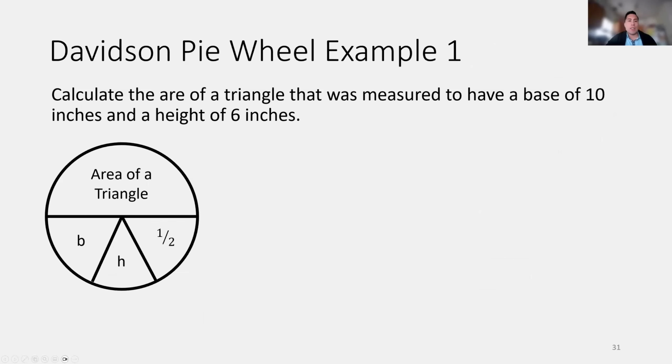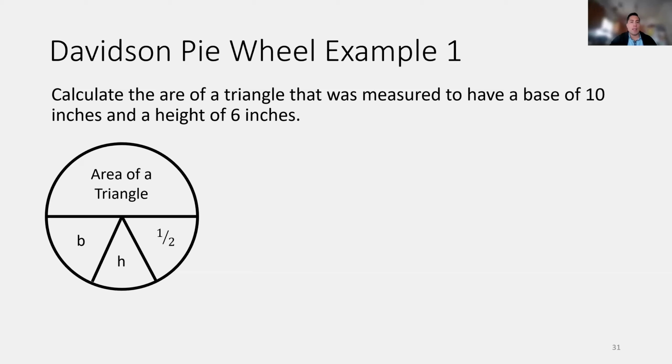So we'll go over an example of how to do this. It's pretty straightforward. We're just using basic arithmetic and multiplying. So our first example, we're going to calculate the area of a triangle that was measured to have a base of 10 inches and a height of 6 inches. And we're going to do this based on our Davidson pie wheel.